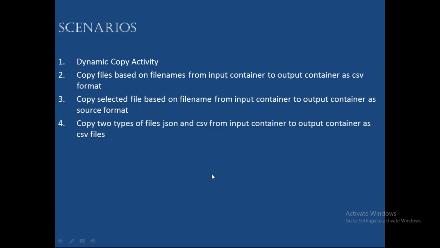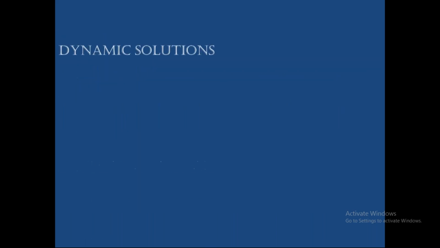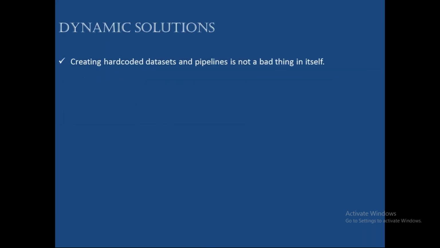Next, copy two types of files, JSON and CSV, from the input container to the output container as a CSV file. Exactly the same as the second scenario, but in the second scenario, if the source side has only CSV files, I will load them as CSV files. But here in the fourth scenario, I have two types of files, JSON and CSV, but at the end of the day, I am converting all these files into CSV files. A dynamic solution. How will I provide a dynamic solution?